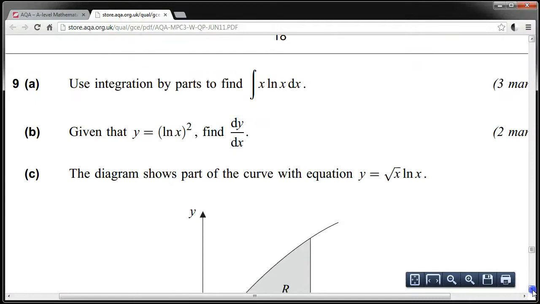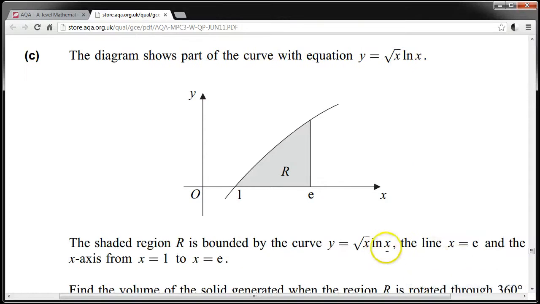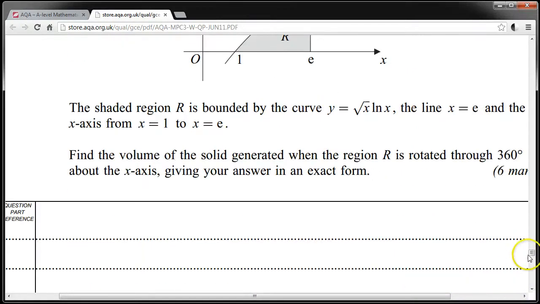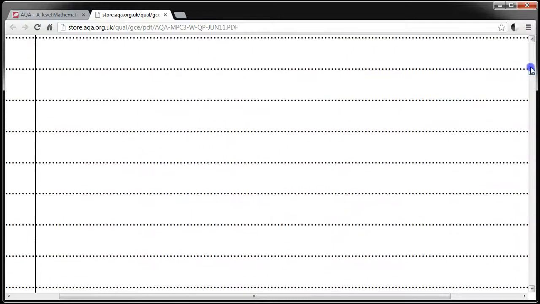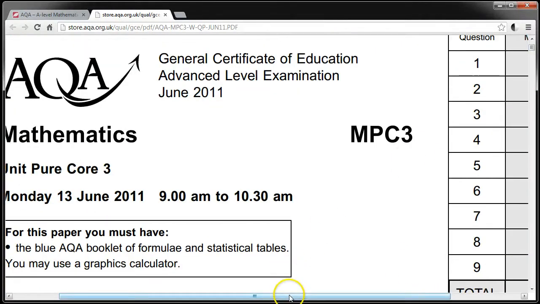Integration by parts, lovely. Standard thing, totally user friendly. Then an implicit function, and just function rule rather. So dy/dx is 2 of something to the 1 multiplied by the something differentiated, and you get dy/dx. Then we're going to use root x log x and rotate it, aren't we? And get the volume generated. So that's quite a nice question as well. So some nice questions to do in this paper. One or two little awkward things, but nothing major.